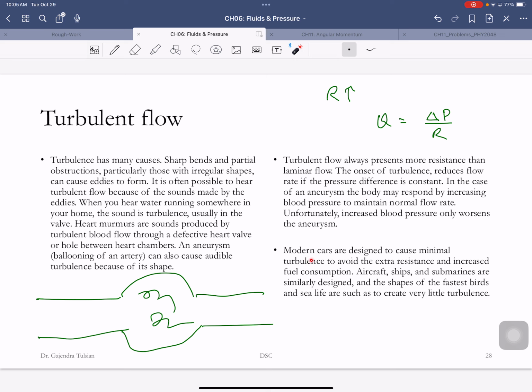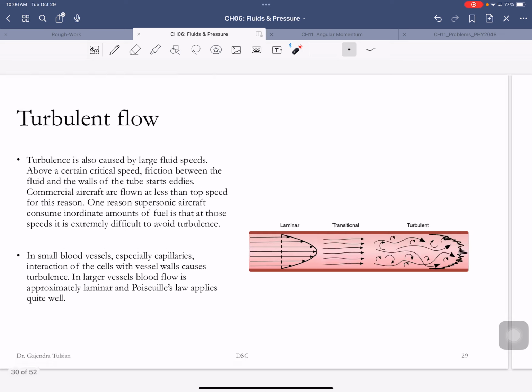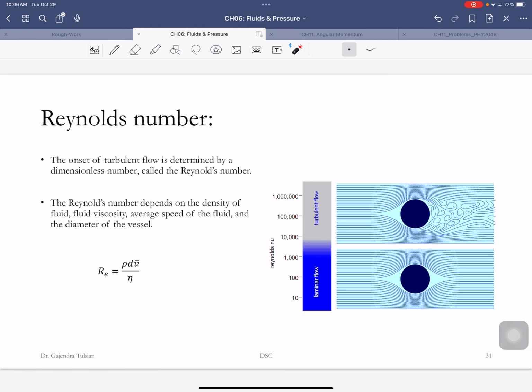Modern cars are designed to cause minimal turbulence to avoid extra resistance. Your car is aerodynamically shaped because when it moves through the air, what you want is laminar flow. If you have turbulence behind, this causes more resistance and you're using more gas. The aerodynamic shape is to avoid this turbulence. But the faster you go, the more turbulence you will have, and the more resistance you will encounter.